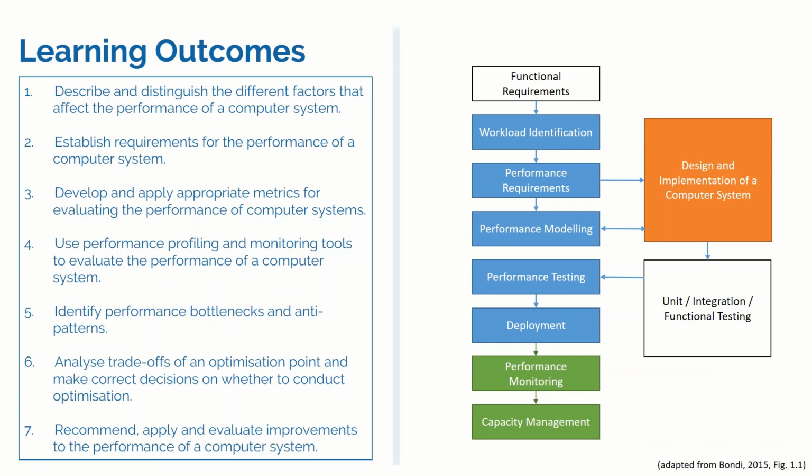So at the very beginning of the program, we talked about what the learning outcomes are: to distinguish the different factors and requirements, apply the metrics, profile, and identify any bottlenecks, anti-patterns, trade-offs, or recommendations. I really hope that this module has served these learning outcomes well. We have broken them into the following boxes in blue: workload identification, performance requirements, performance modeling, performance testing, and deployment.